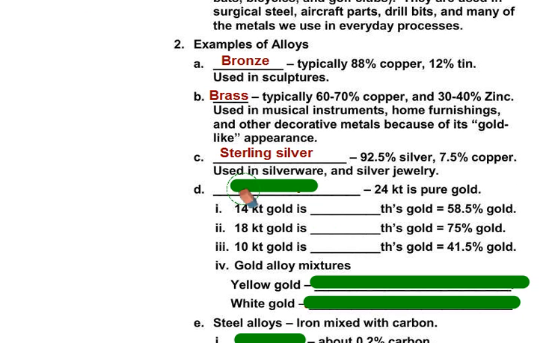Okay, and that brings us to gold alloys. 24 karat is pure gold, so everything else is a fraction of 24 karat, which means that 14 karat gold would then be 14 24ths gold, or 58.5%. 18 karat gold would be 18 over 24, or 3/4 gold, and that would be 75%. 10 karat gold is 10/24, which would be 41.5% gold.